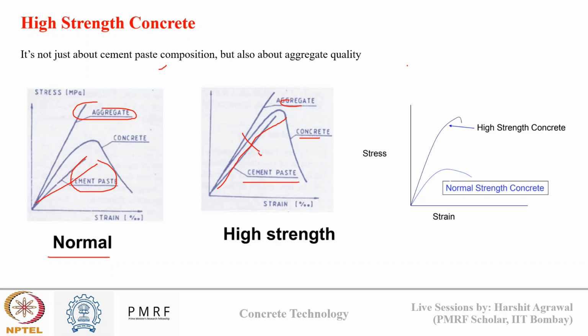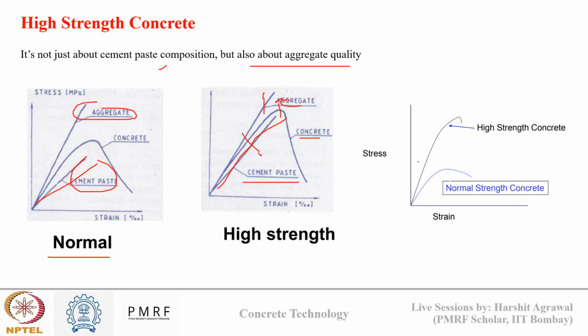But here also, if we improve the strength quality of aggregate further, we can improve the quality or the performance of concrete also further. So it is not just about the cement paste, but it is also about the aggregate quality that we are using, which makes a high strength concrete.